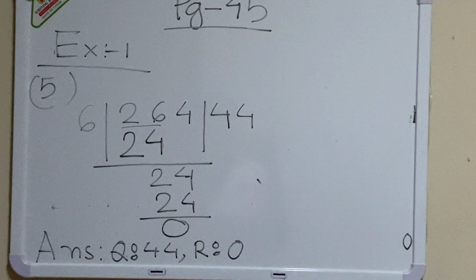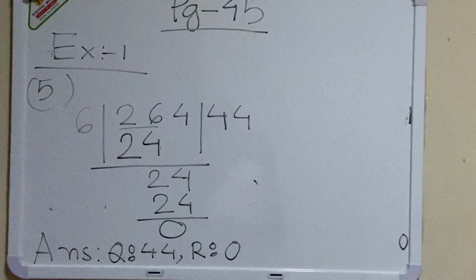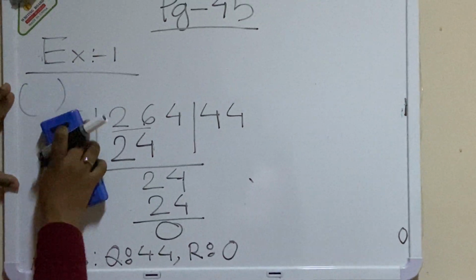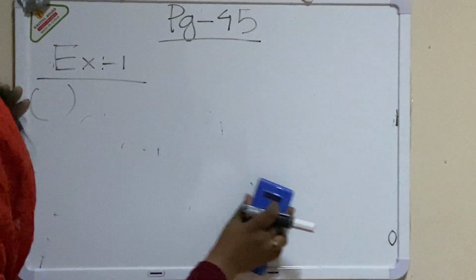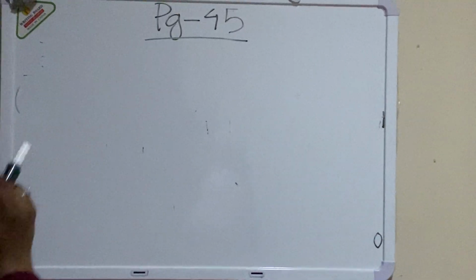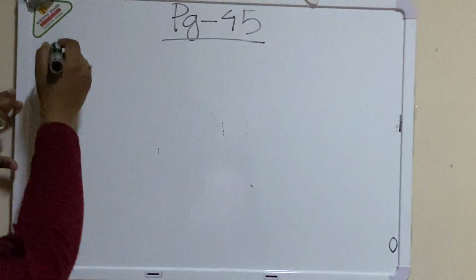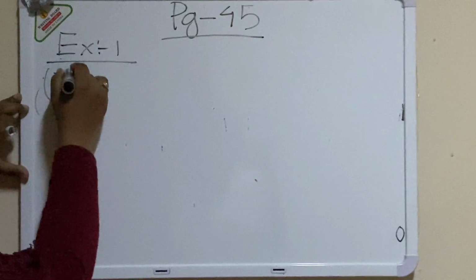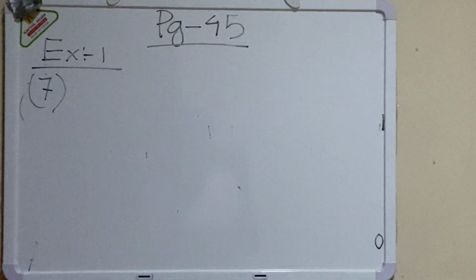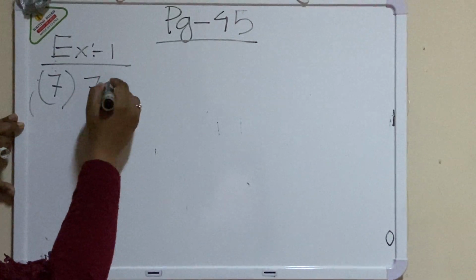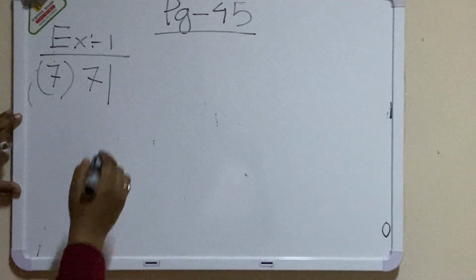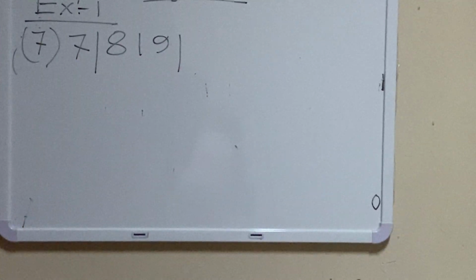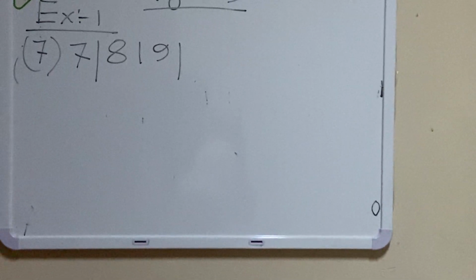Now I have to do the number 7 and show you how you can do the number 7 by yourself. Number 7 is 819 divided by 7. Here 8 is greater than 7, so 8 can be divided by 7.